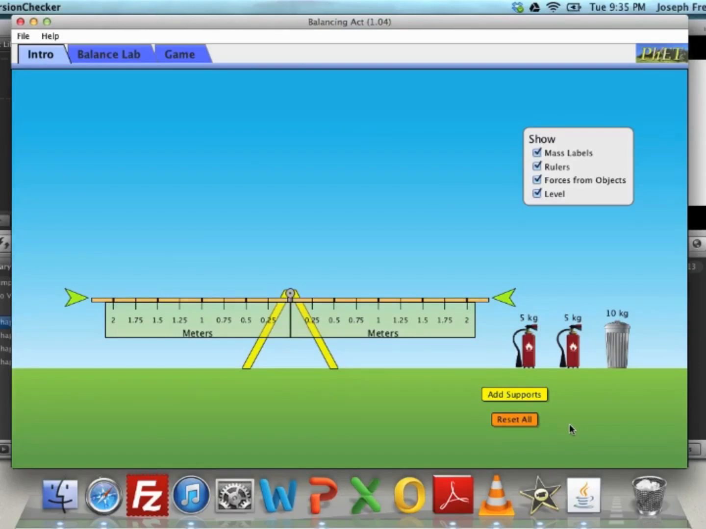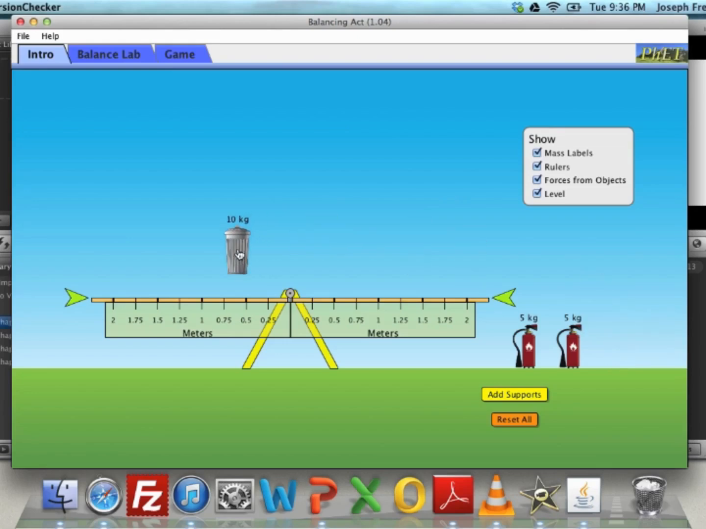All right, let's have a little bit of fun with balance. A lot of this you've been exposed to all your life. It's nothing new, but I think it helps to learn the concept if we can visualize it. So we have two 5 kilogram fire extinguishers and a 10 kilogram trash can, and we need to put them on this plank, which has a central pivot. Let's do some balancing here.